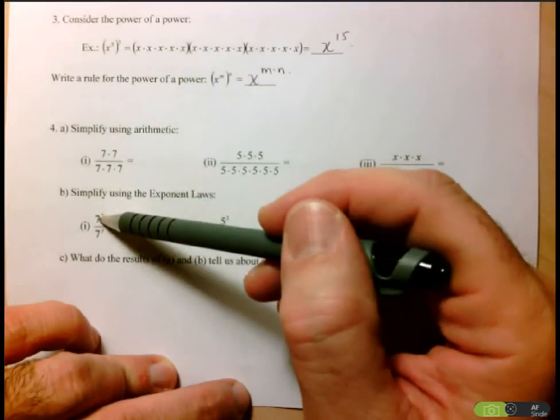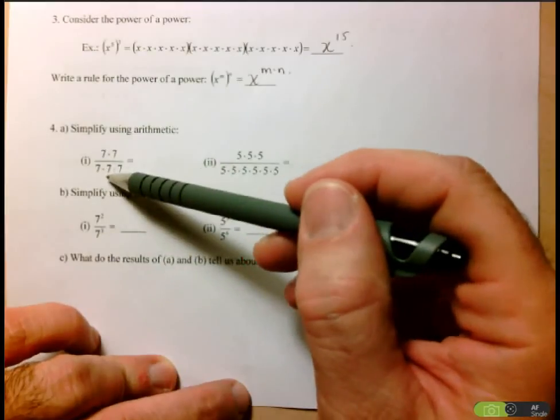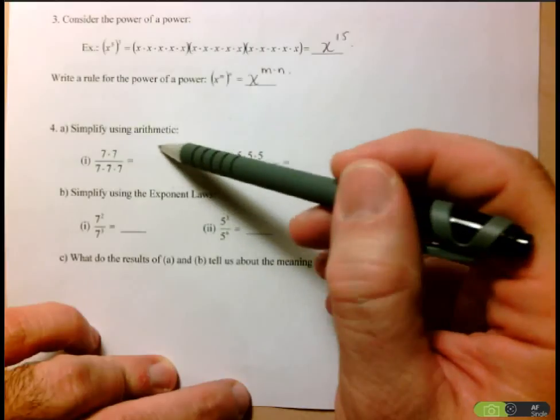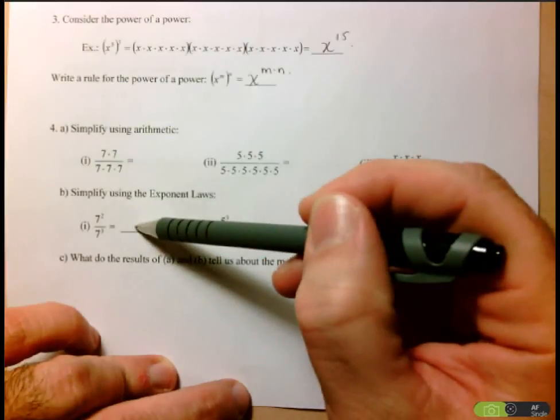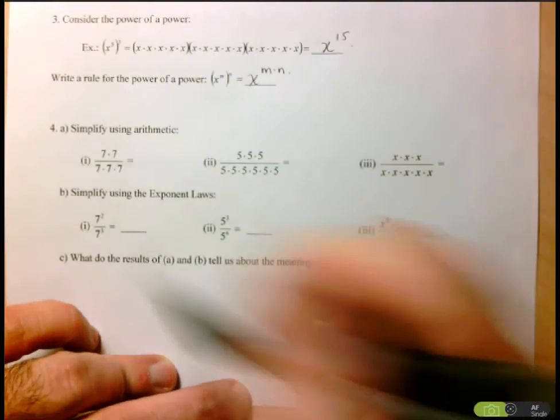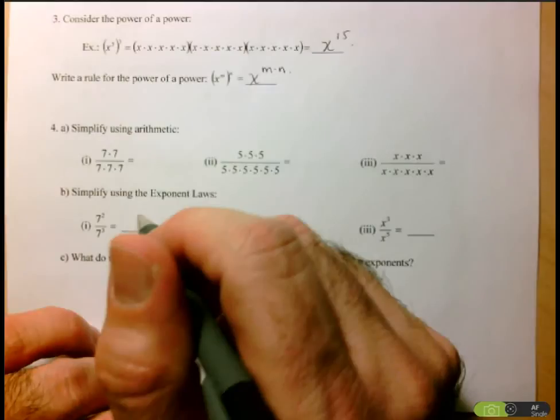So here I've got 7 squared, 7 times 7, and in the denominator 7 cubed, 7 times 7 times 7. So whatever expressions these two are equal to, they themselves should also be equal. Okay, so here let's use arithmetic. Hopefully you saw similar to what we did in number 2 above.